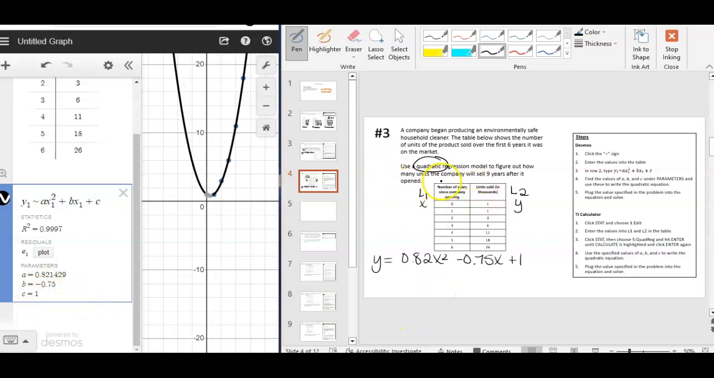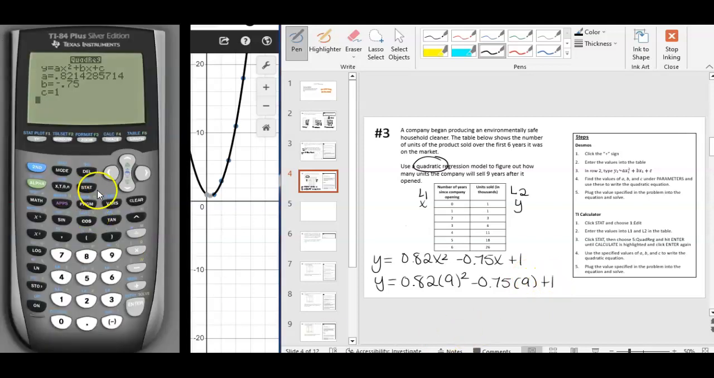Notice in this problem, it wants us to figure out how many units the company will sell 9 years after it opened. So I'm going to go ahead and plug in 9 for x, and then I'm going to use that to figure out how many units they will sell 9 years after they opened. So if I just go ahead and type this in my calculator now, I'm going to do 0.82 times 9 squared, and then minus 0.75 times 9, and then do plus 1. And so that gives me 60.67. So since this rounds to the nearest whole number, I'm going to round that to about 61. And this is in thousands, so they're going to sell about 61,000 units.